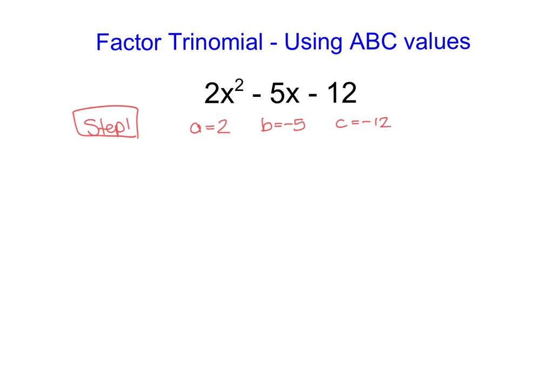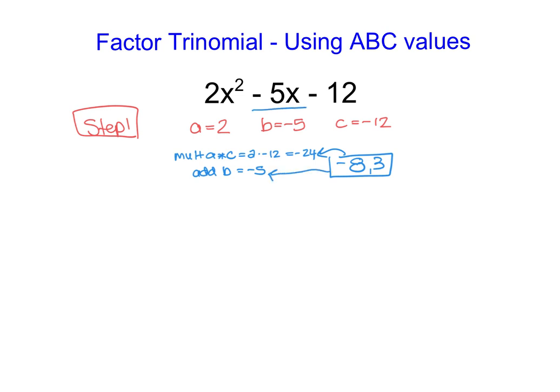And what we're going to do to start is look for two numbers that multiply to whatever A times C is, which in this case is 2 times -12, which is -24. And then I need those same two numbers to add to B, which is -5. So I'm looking for two numbers that multiply to -24 and then add to -5. And when I start to think through the factors of -24, I learn that 8 times -3 gives me -24, and then -8 plus 3 gives me this -5.